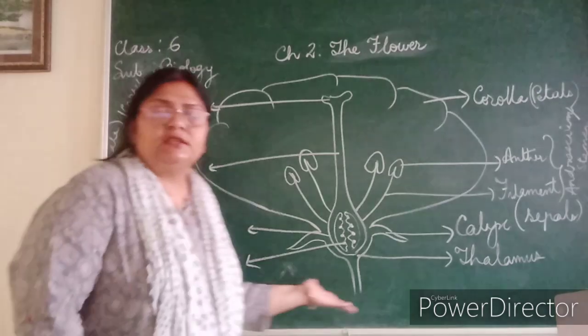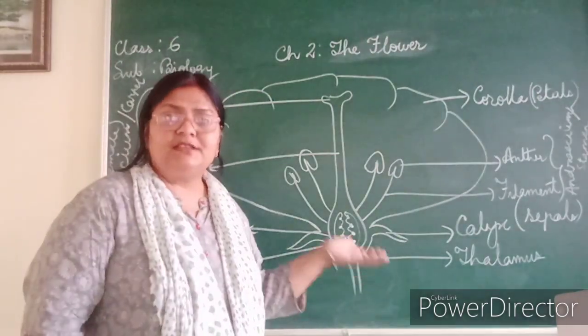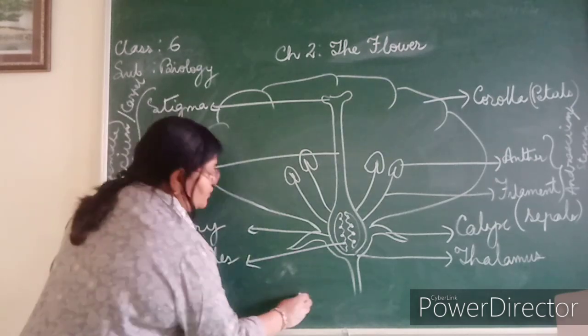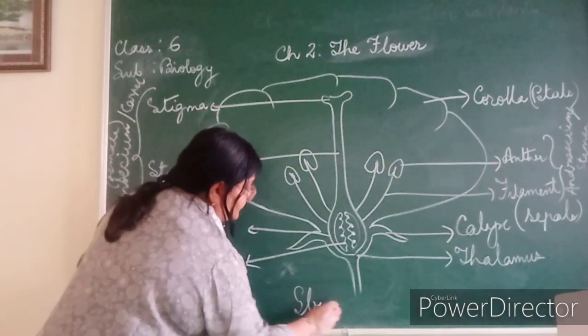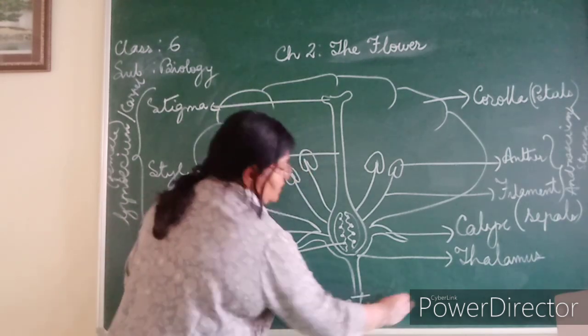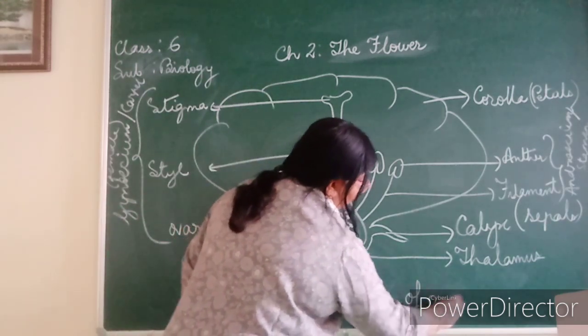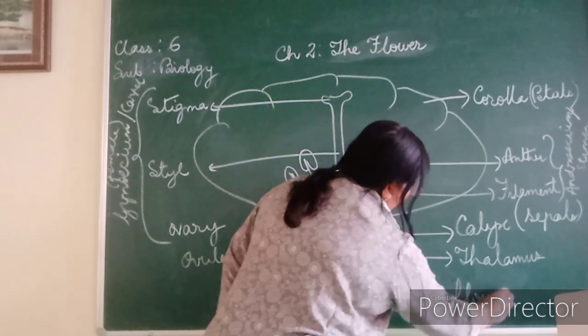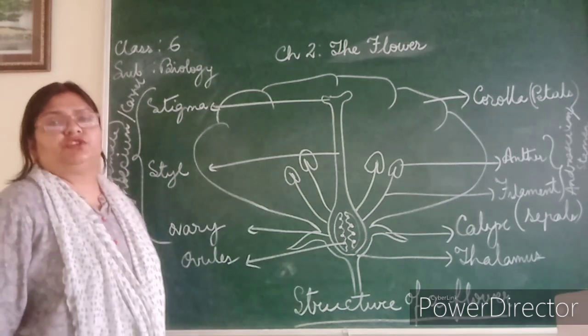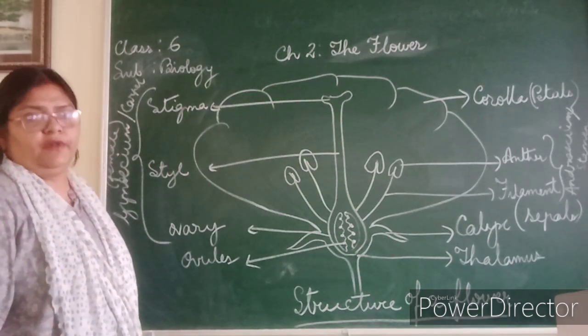So it just took us 2 minutes to draw this diagram, isn't it? After you finish drawing, you should always name the diagram. What have we actually drawn? Structure of a flower. We've drawn the structure of a flower.